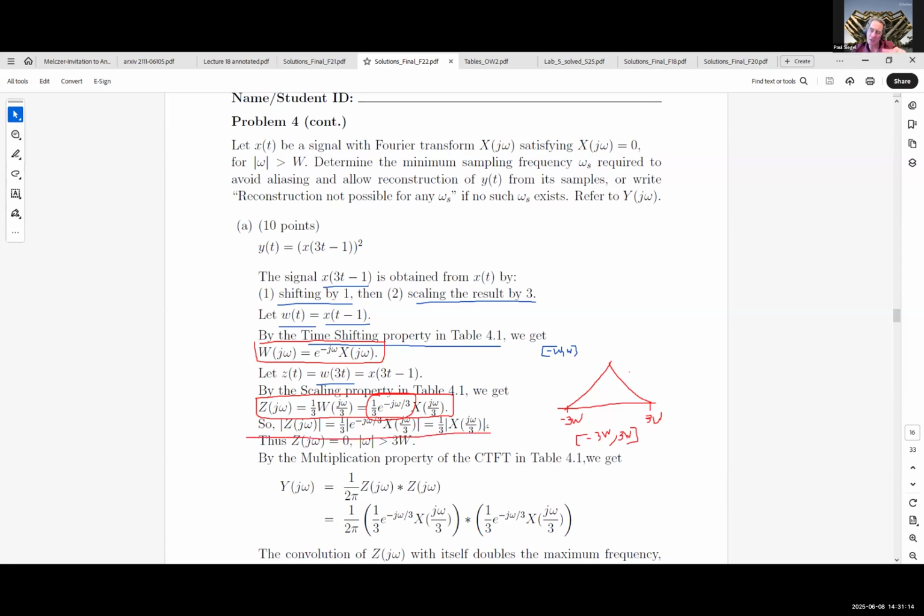And that kind of takes care of that e to the j omega, e to the minus j omega over 3 stuff. It's basically 1/3 times the magnitude of this stretched version of x. And so again, the bottom line that you're trying to get to is that this Z of j omega has the property that it's 0 outside of that band minus 3W to 3W. So it's band limited, and that's its maximum frequency.